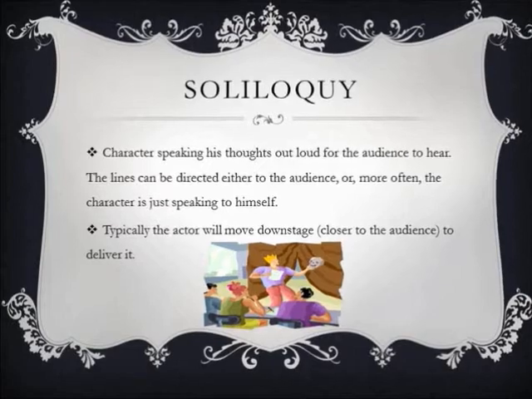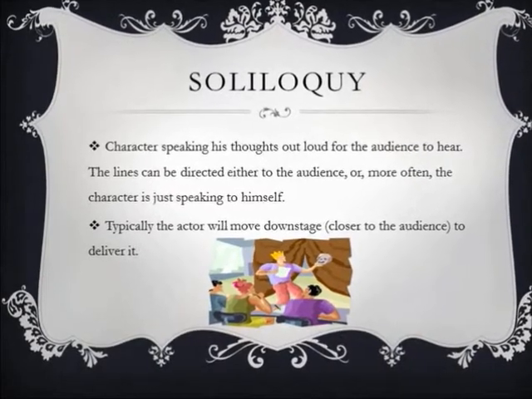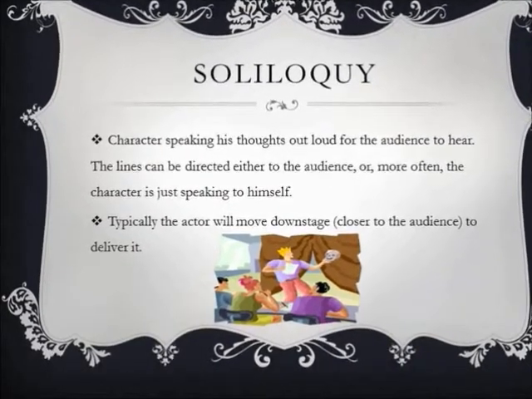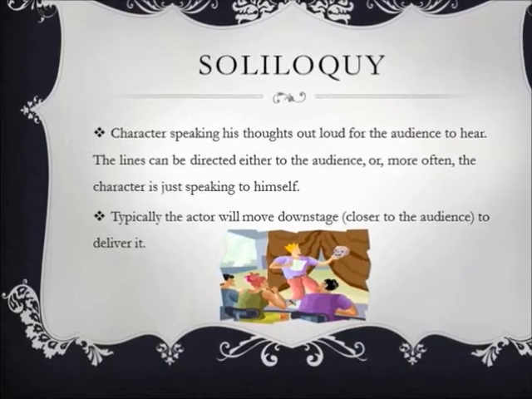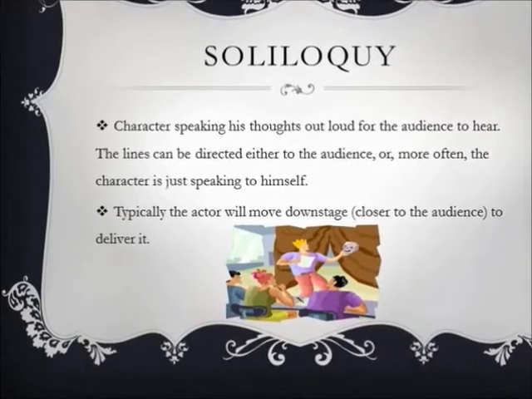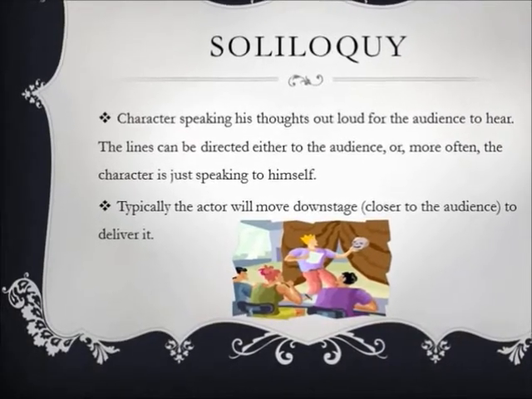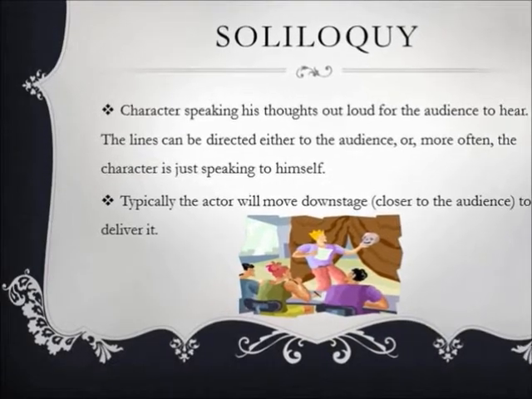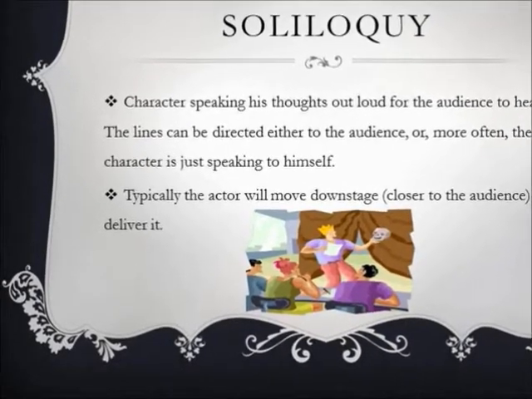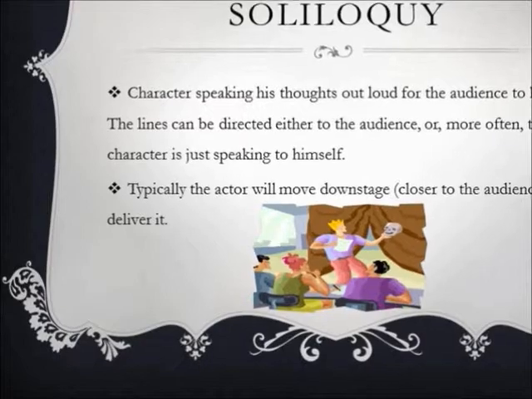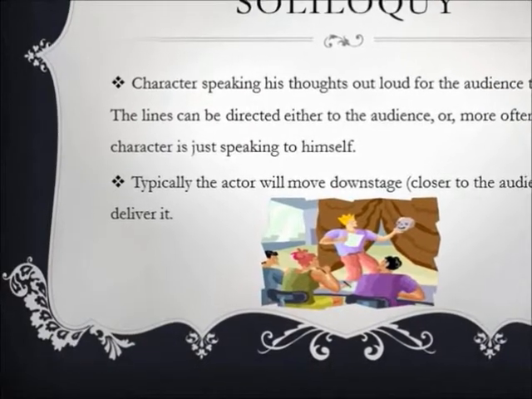A soliloquy is when a character speaks his thoughts out loud for the audience to hear. The lines can be directed either to the audience, or more often the character is just speaking to himself. Typically, the actor will move downstage to deliver it. One of the most famous soliloquies of all time is Hamlet's speech, "To Be or Not to Be."